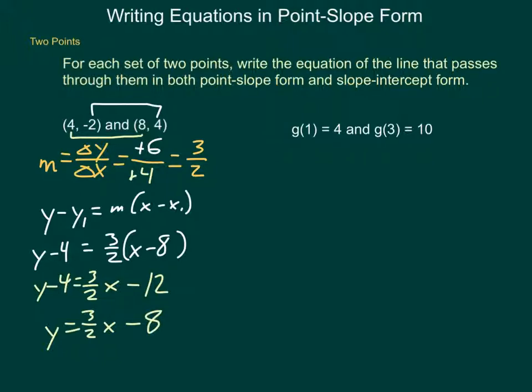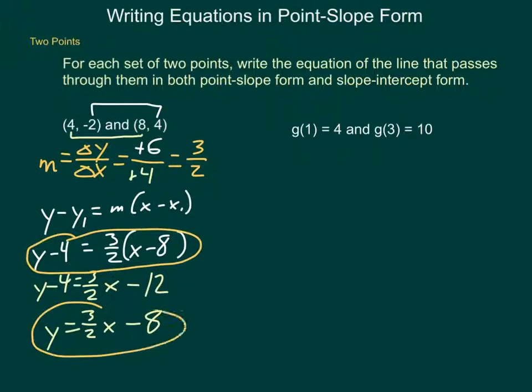So I now have my point-slope equation, and I have my slope-intercept equation. The point-slope was much easier because I didn't have to have any one specific point. Any point on the function will work.